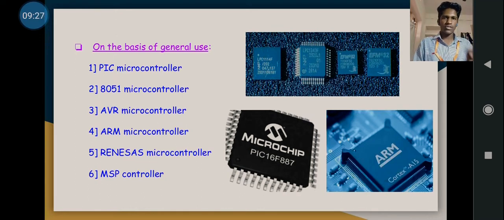The next is on the basis of general use. There is the PIC microcontroller, PIC being peripheral interface controller. There is the 8051 microcontroller, which we already discussed from the late 90s and early 2000s. There is AVR, advanced virtual RISC microcontroller. There's ARM, Acorn RISC machine microcontroller. There is the NSAS microcontroller. There is MSP, which is mixed signal processing controllers.